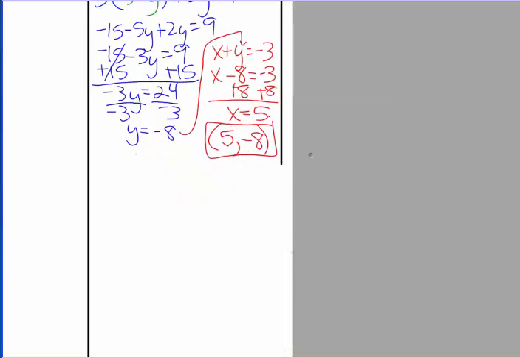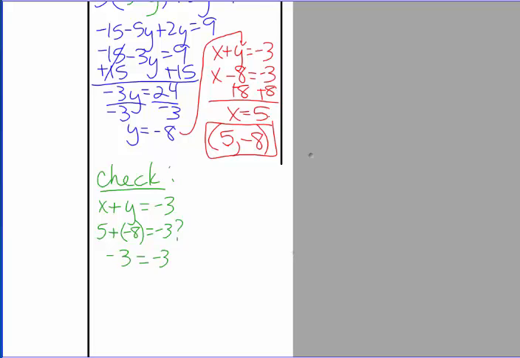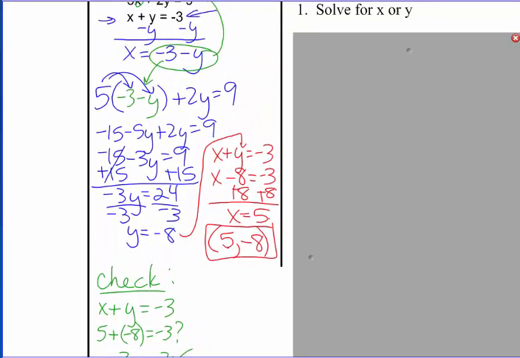Do the check where you plug it back into the original equations to verify that your solution is correct. So x plus y equals -3. We'll use that one first. X was 5. Y is -8. We're checking to see that it equals -3. 5 plus -8 is -3. -3 does equal -3.